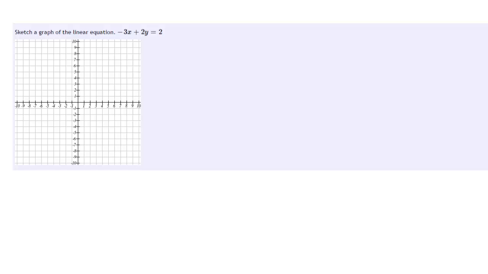All right, there are a couple different ways to sketch a graph of a linear equation. We could find a few solutions, plot those solutions, and draw the line connecting them. Or we can use slope-intercept form, which is what I'm going to do with this example right here.